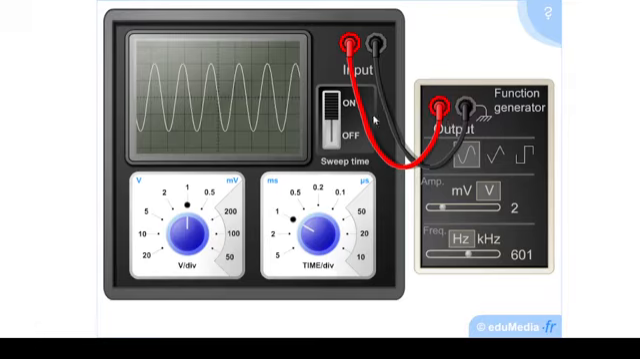Namaskar. Today, let us learn about cathode ray oscilloscope. Let us learn how to measure a signal in a cathode ray oscilloscope.